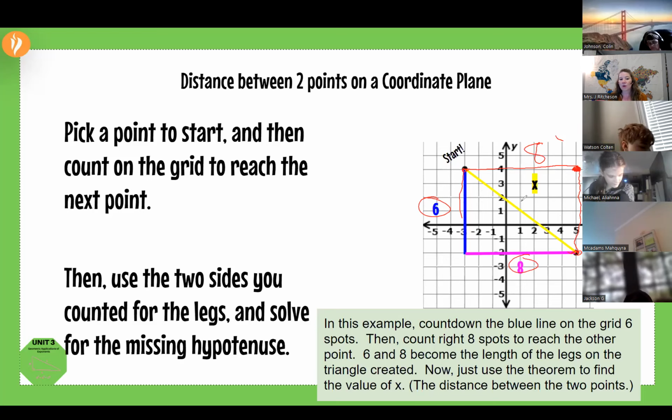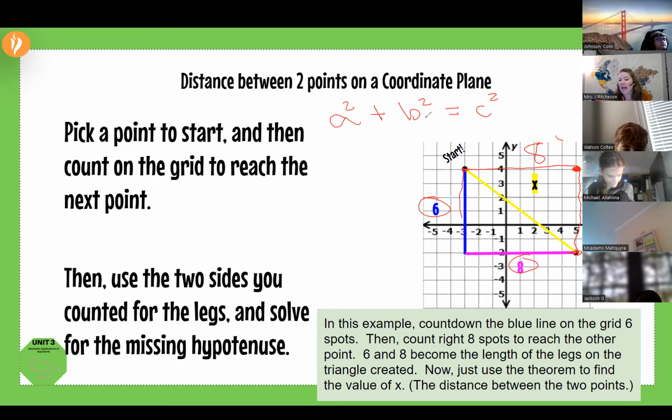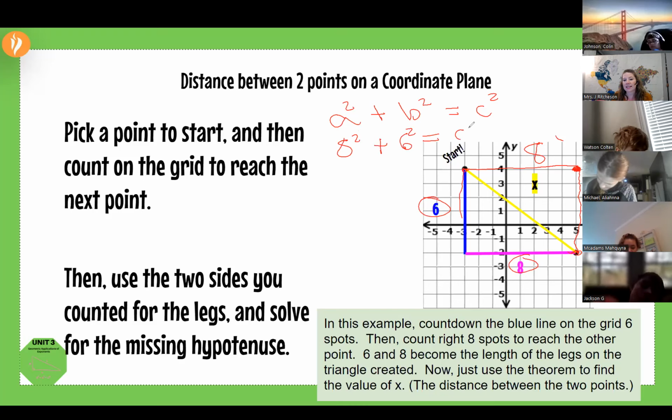Okay. So 8 and 6, what two letters do 8 and 6 have to be? A or B. A and B, exactly right. So it doesn't matter which is A and which is B, but the distance that we are missing is definitely C because that becomes our hypotenuse of our right triangle. So what is 8 squared, everybody?